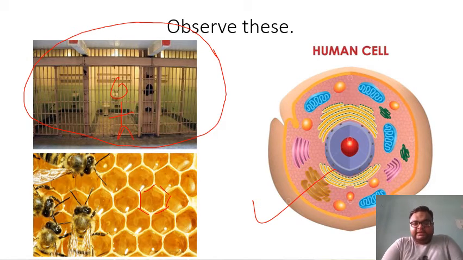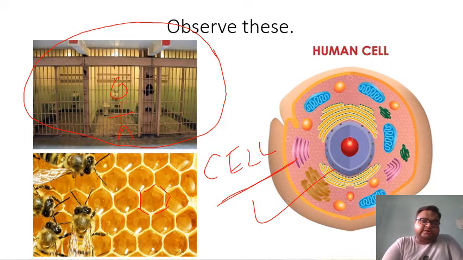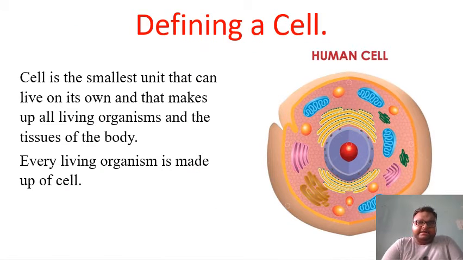So basically, what is common in all these things? Students, can you try to think what is common? I hear you all saying cell. So cell is common in all these things. Very good. How can we define the cell? Cell is the smallest unit that can live on its own and that makes up all the living things and tissues of the body. So the cell is the smallest unit that can have its own existence.